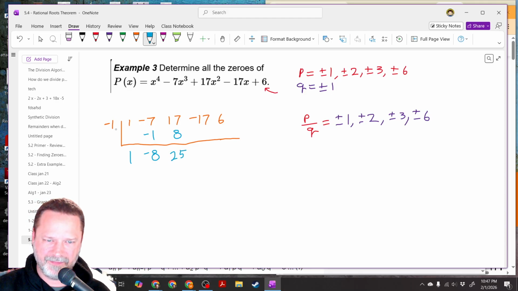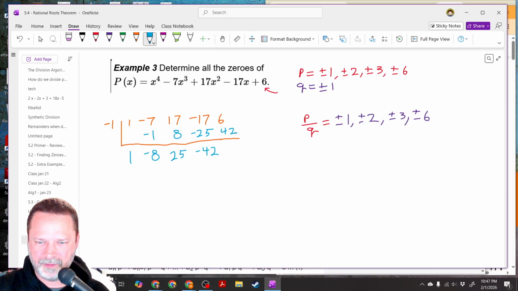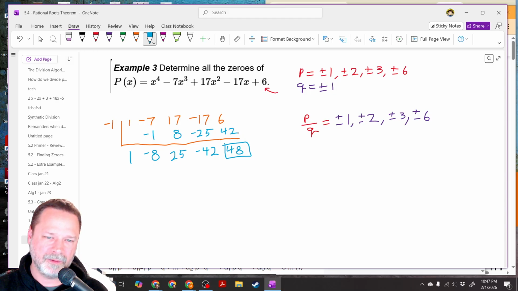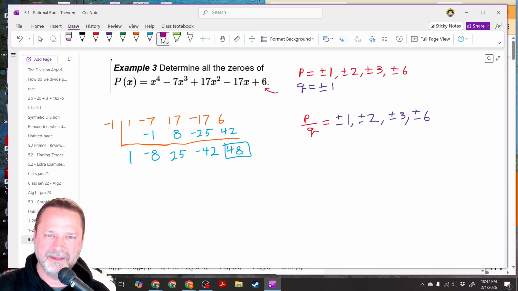25. 25 times -1 is -25. Add, we get -42. -42 times -1 is 42. 42 plus 6 is 48. That would be our remainder. So in other words, if I divided our p of x by x plus 1, I'd get a remainder of 48, which means it's not a factor.